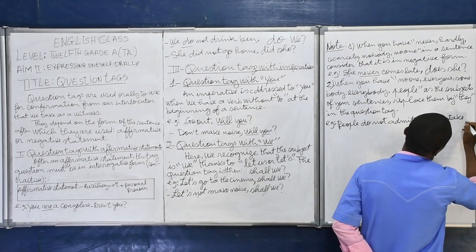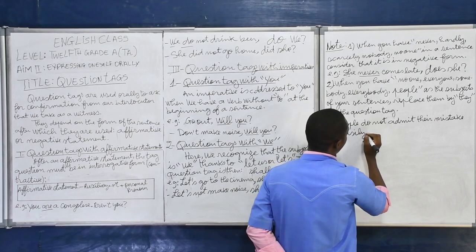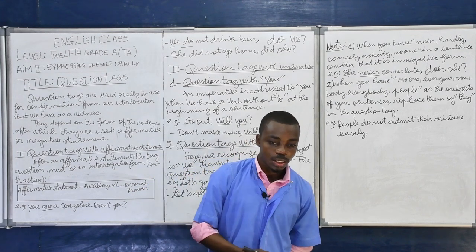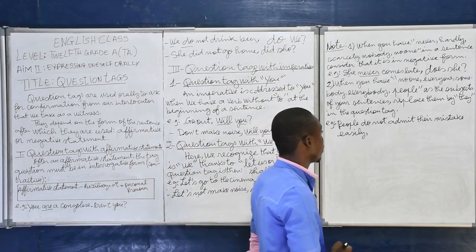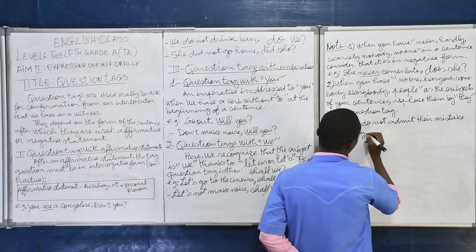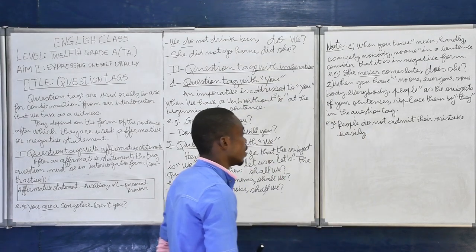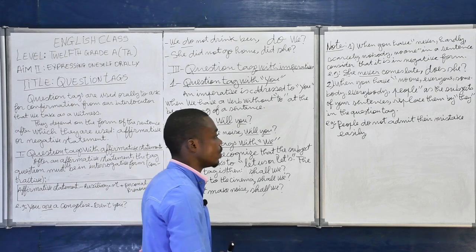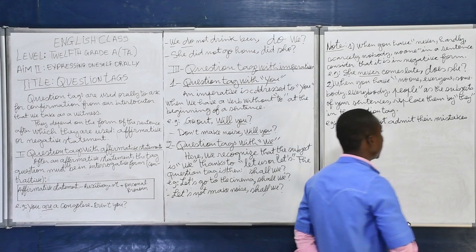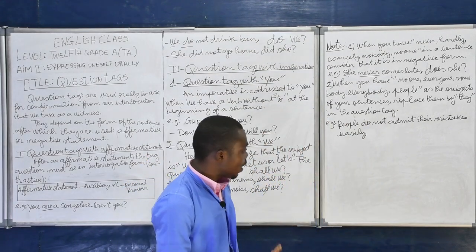People do not admit their mistakes easily. Les gens ne reconnaissent pas leurs erreurs facilement. People do not admit their mistakes easily. Les gens ne reconnaissent pas leurs erreurs facilement, n'est-ce pas? How to say n'est-ce pas?